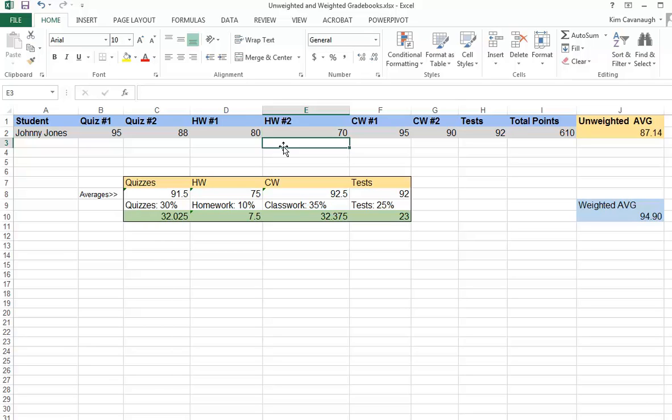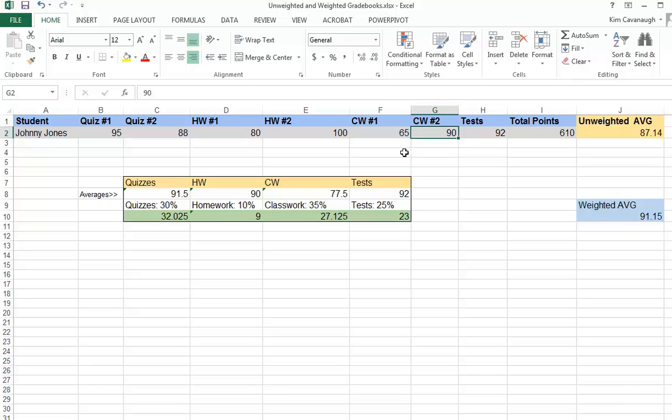Let's put that back to the original score and do the same thing for classwork, which counts the most in this gradebook. We'll take that down to a 65 instead of a 95, removing again the same 30 points. And once we accept that value change, then we'll see that the weighted average changed quite a bit in this case as opposed to the unweighted average.